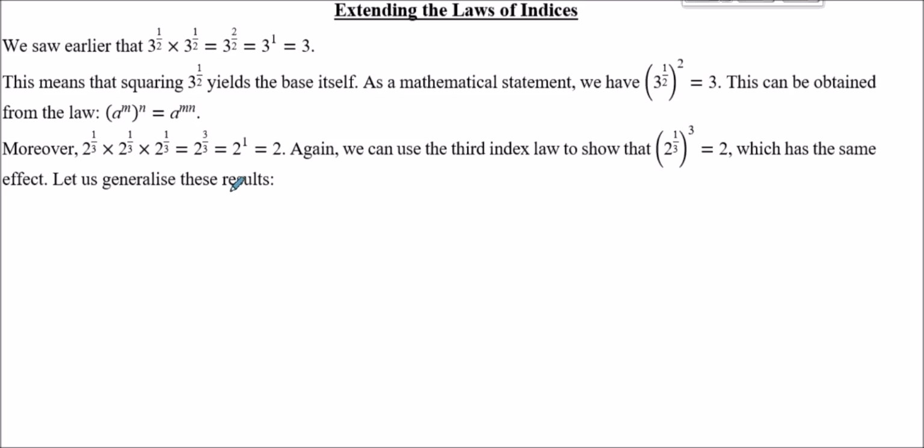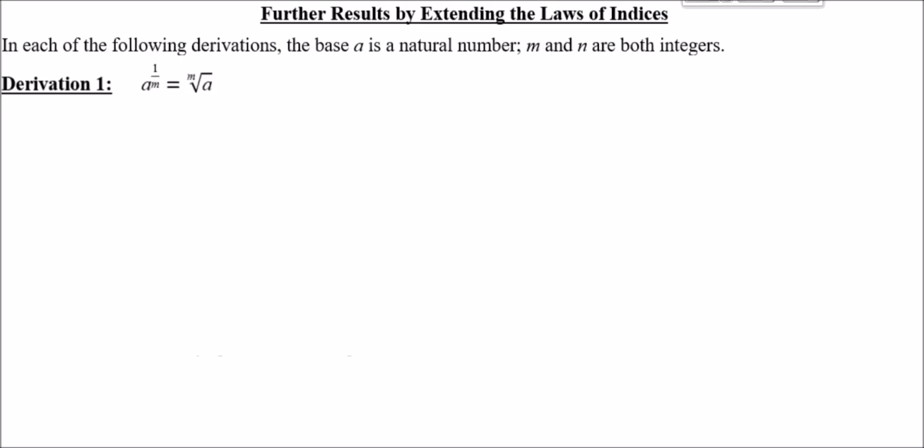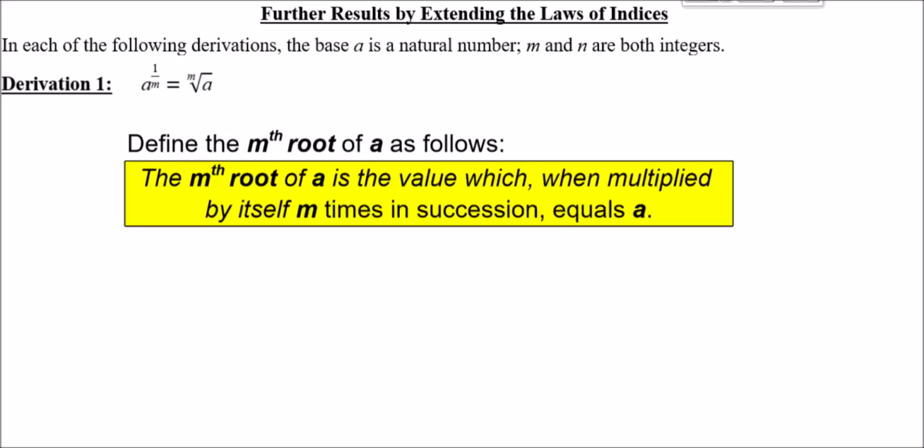So now we can generalize and prove these results. So the first thing I want to prove is that a to the power 1 over n is the same as the nth root of a. So what I need to do first of all really is just define what I mean by the nth root of something. So let's define the nth root of a as follows. All this means is that the nth root of a, it's the value which, when multiplied by itself n times in a row in succession, equals a itself.